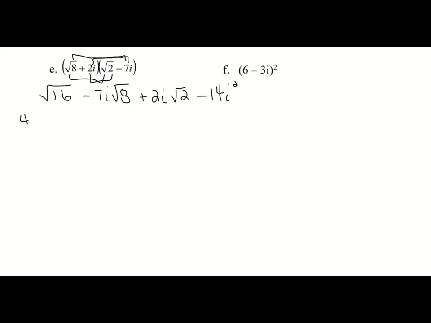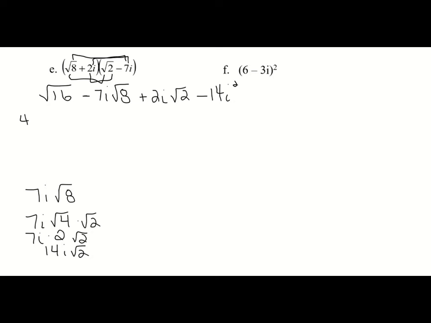Now, right now, the 7i square root 8 and the 2i square root 2, I cannot combine those two, but I can simplify that square root 8 times that negative 7i. So that will simplify down. That's 7i square root 8. Remember, I can rewrite that as 7i times the square root of 4 times the square root of 2, because I know that square root of 4 is a 2. So that's going to give me 14i square root 2.